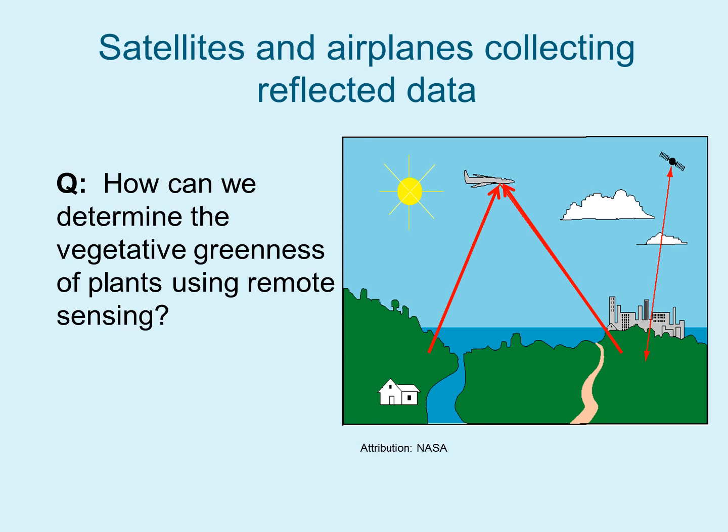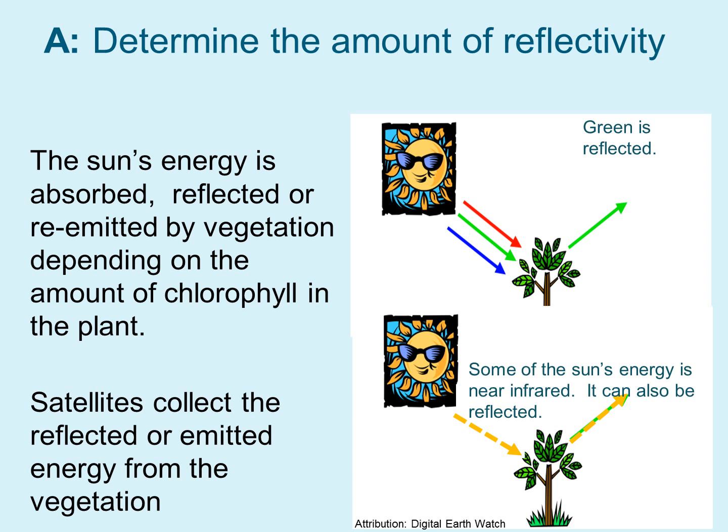How can we determine the vegetative greenness of plants using remote sensing? Let's take a look. We can determine the amount of reflectivity from vegetation by determining how much of the sun's energy is absorbed, reflected, or re-emitted by vegetation. This all depends on the amount of chlorophyll in the plant. Satellites collect the reflected or emitted energy from the vegetation.